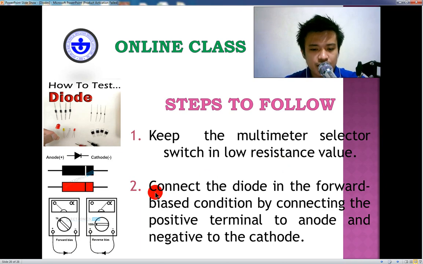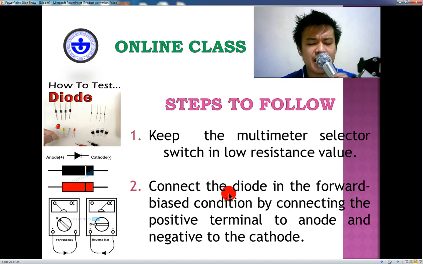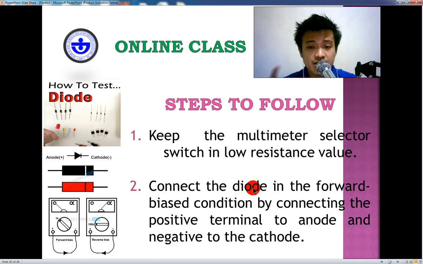Next, number 2 is to connect the diode in forward bias condition. How to connect your diode in forward bias is to connect the positive test probe towards the anode, and the negative test probe of your analog multimeter to the cathode.